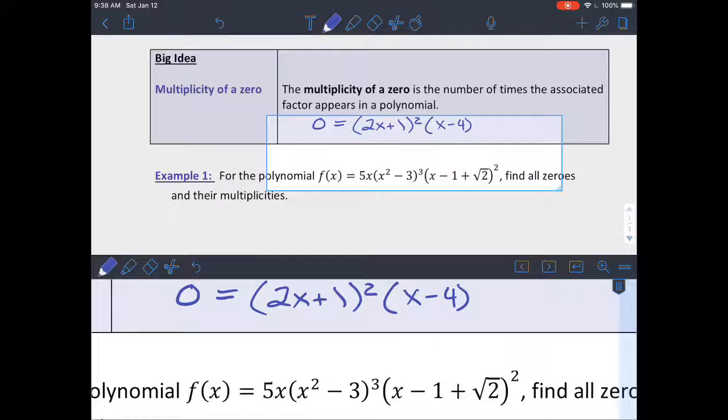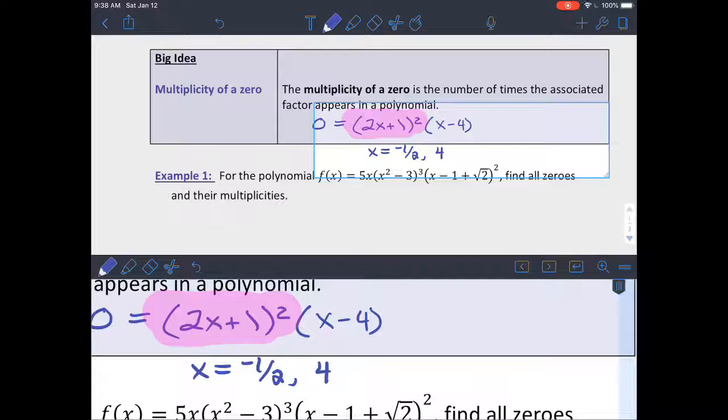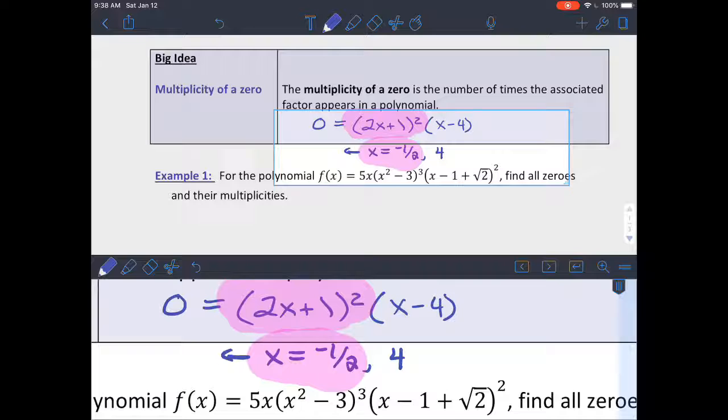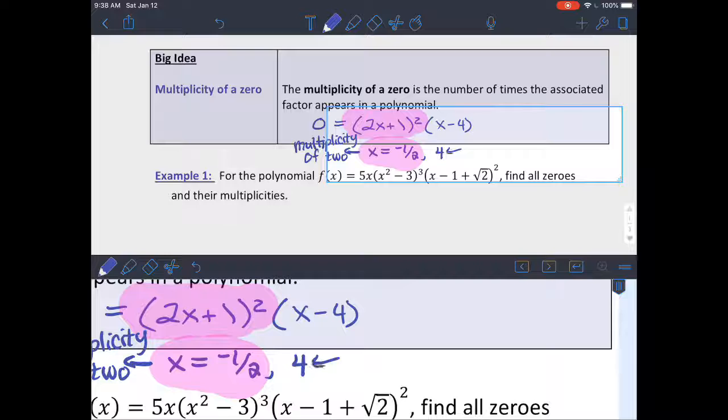You have two zeros. If you set it equal to 0, x equals negative 1/2 and x equals 4 are both zeros of that polynomial. The factor that you got your 0 of negative 1/2 from was raised to the second power, which means we can say that that 0, x equals negative 1/2, has a multiplicity of 2. So however many times your factor appears in your polynomial, that's its multiplicity of its 0. The factor of x minus 4 was just in there once, so it's just a 0 with a multiplicity of 1.